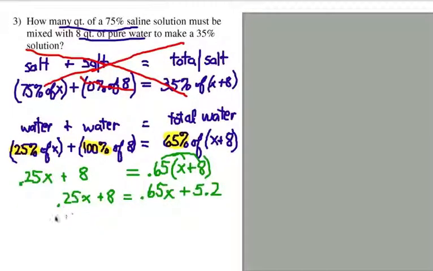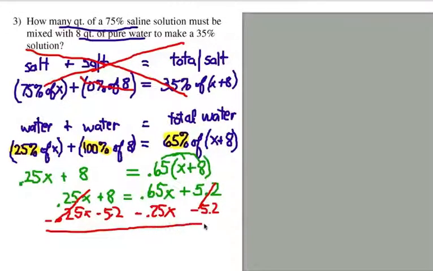Now let's go ahead and get the x's on one side, so I'm going to subtract 0.25x here and here, which makes it gone on the left side. Let's go ahead and subtract 5.2 on this side and on this side. Okay, combining a couple of algebra steps. I hope that you're okay with that. Now let's see what we've got.